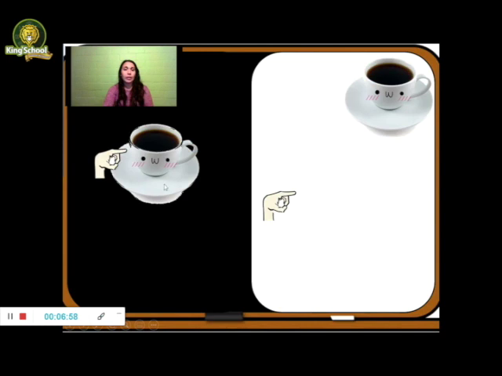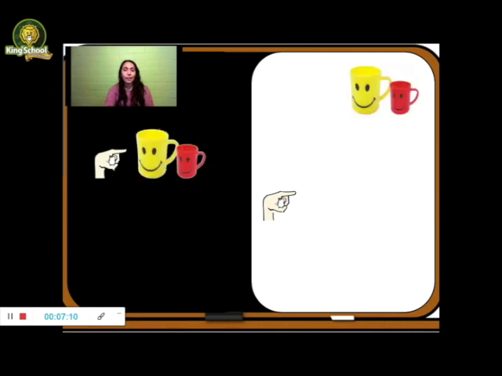Okay, how can I say this sentence? This is a cab and that is a cab. These are cabs and those are cabs. Because we can find here a distant place.